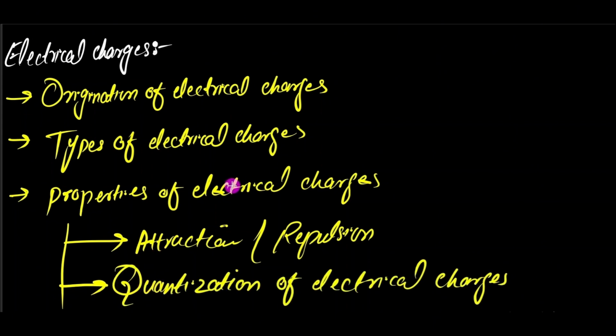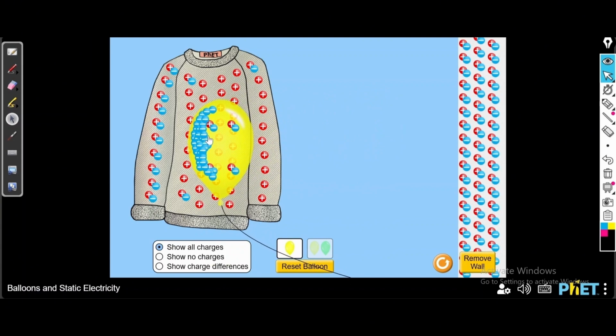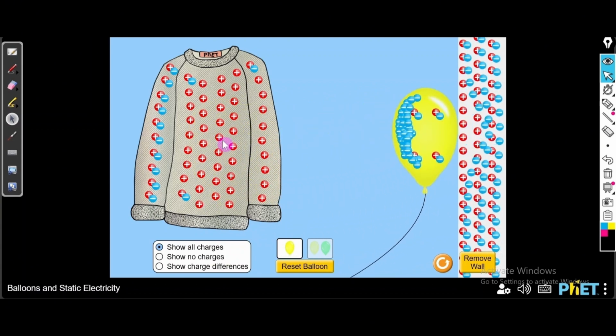Let's first discuss the origination of electrical charges. As you may observe in daily life, if you rub a balloon on your cloth, it will stick to the wall. So what is the physics and logic behind this phenomenon? In order to understand it, we have to restart this simulation.